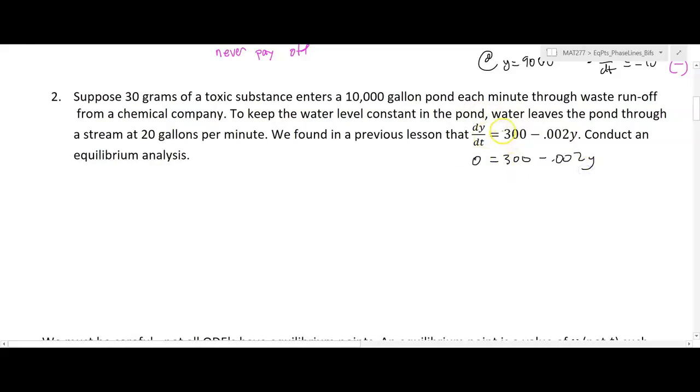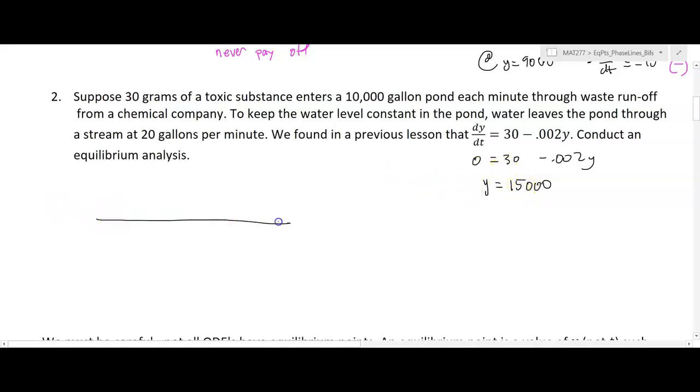And so this is just a two-step equation. We want to do 30 divided by 0.002. Now it looks like I have an extra 0 here. There should be 30 minus 0.002y. And when we solve this equation, we get 15,000. Now that's a number that we recognize as being a pretty important number in our previous problem. So let's see what's going on here.